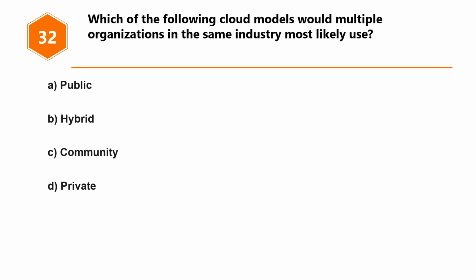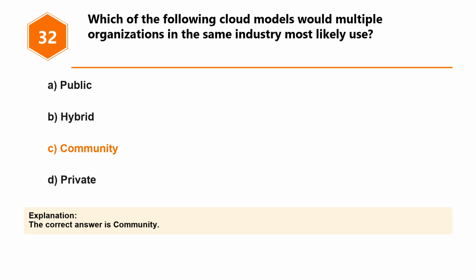Question 32. Which of the following cloud models would multiple organizations in the same industry most likely use? Option A, public. Option B, hybrid. Option C, community. Option D, private. The correct answer is option C, community.